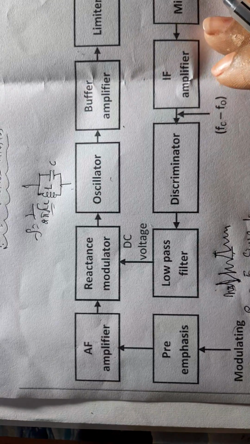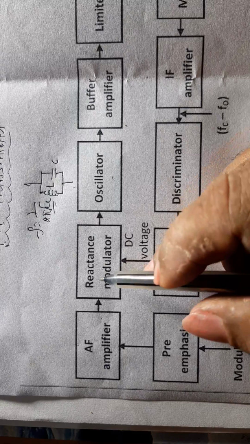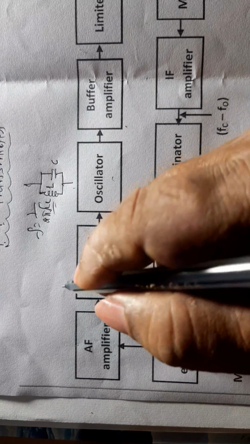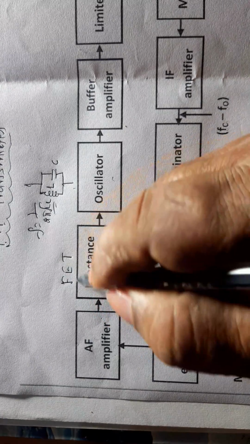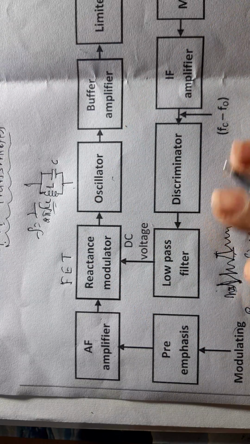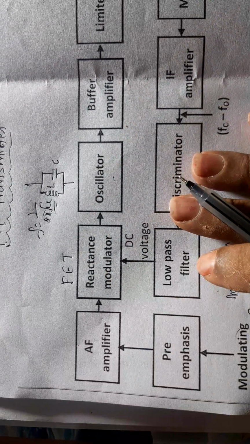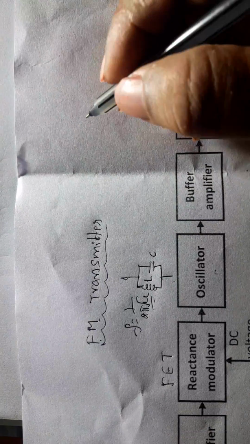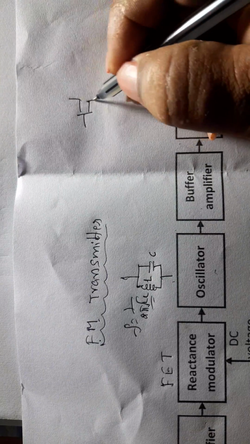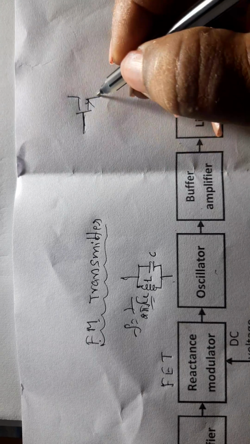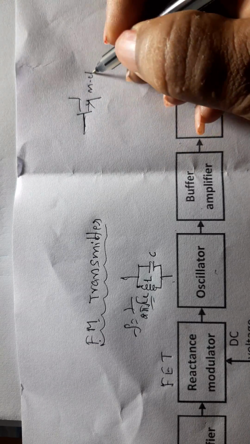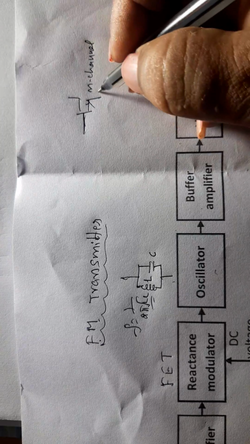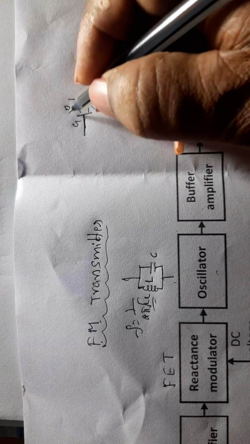This is the frequency. Now, this is the FET reactance modulator. We have already discussed it. How does the FET reactance modulator exist? I will write here, FET reactance modulator. We have already studied. First it consists of a FET. The arrow mark outside shows an N channel FET. This is the source, this is the gate, this is the drain.